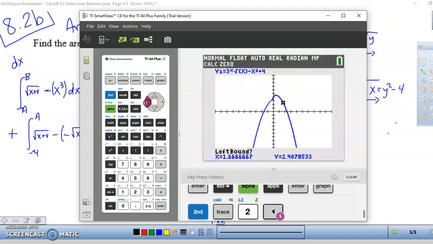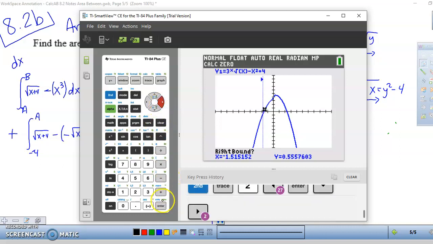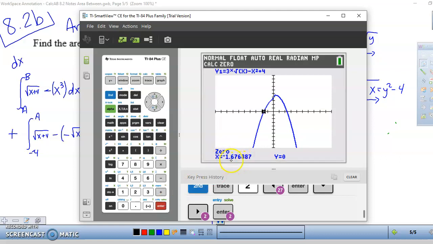I'm going to go over there. So we're going to go to the left of it, hit enter, go to the right, hit enter, and then enter one more time. Okay, so here's my other bound, negative 1.67, blah, blah, blah, blah, blah.